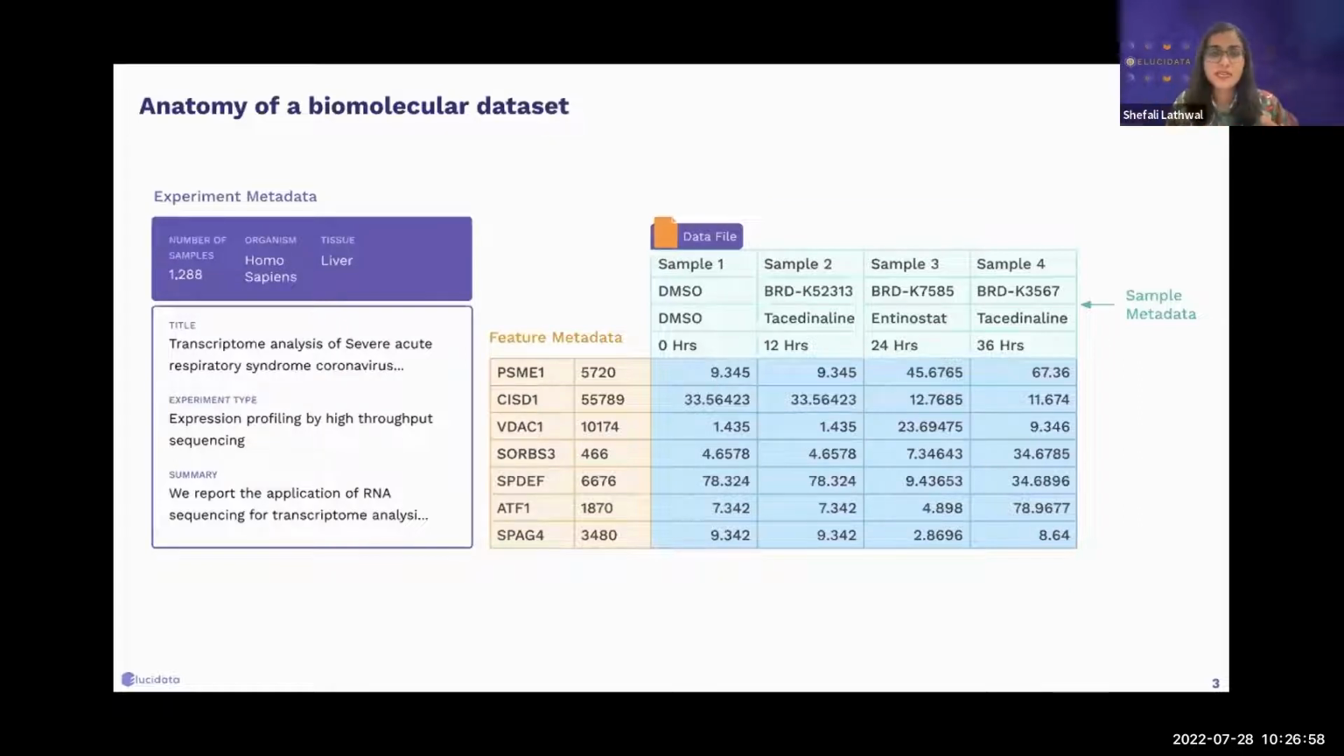So if any of these three types of metadata, the experimental metadata, sample metadata, or the feature or molecular metadata, are not standardized, which they very often are not, as we'll see in just a minute, it becomes very, very difficult to find the data that you actually need, and then to use these metadata to evaluate the quality as well as the suitability of data for your needs.